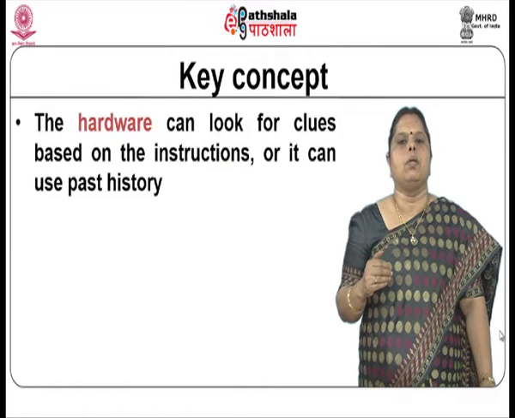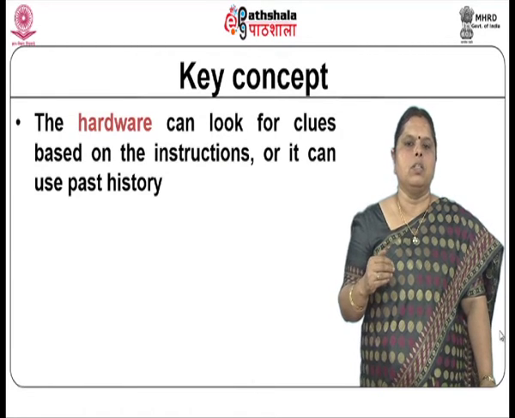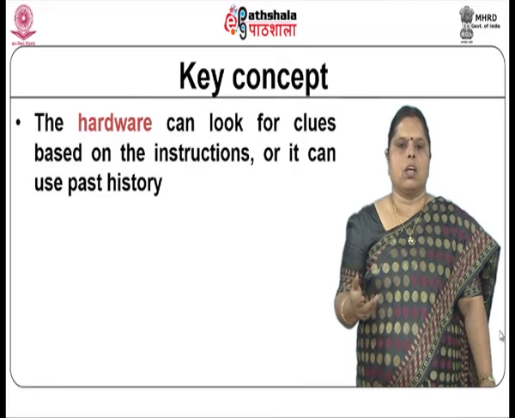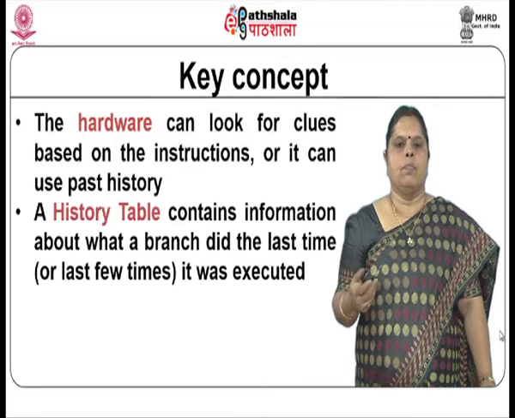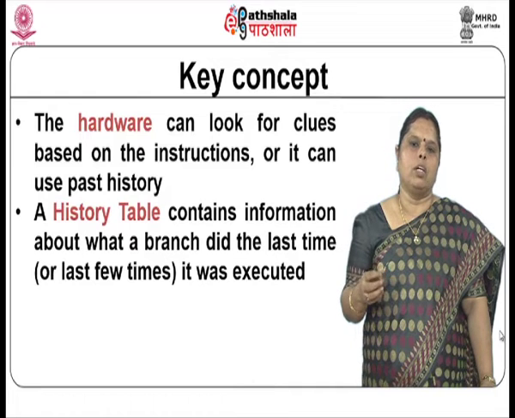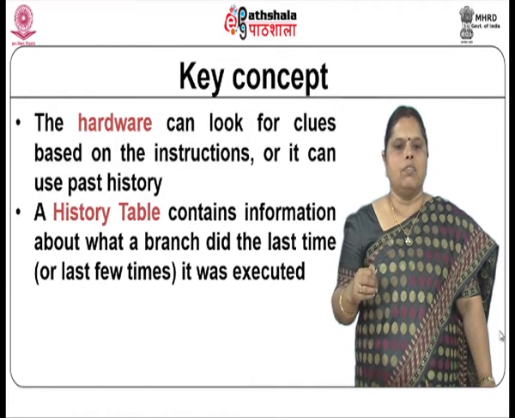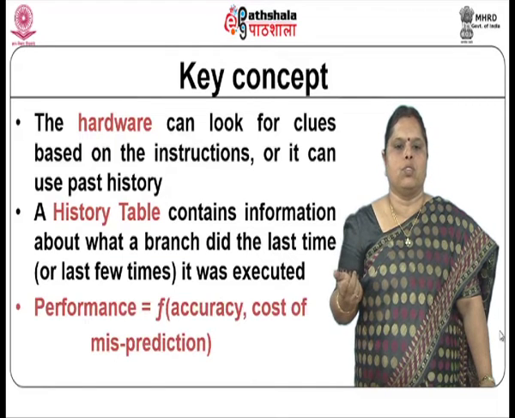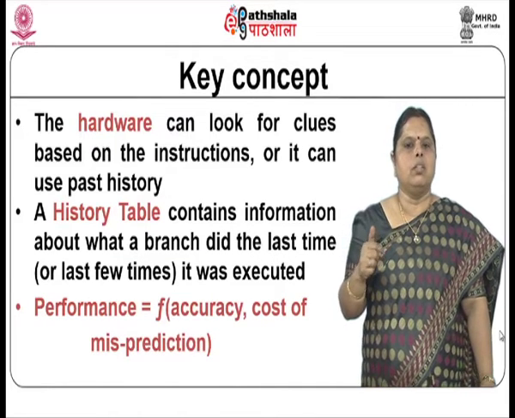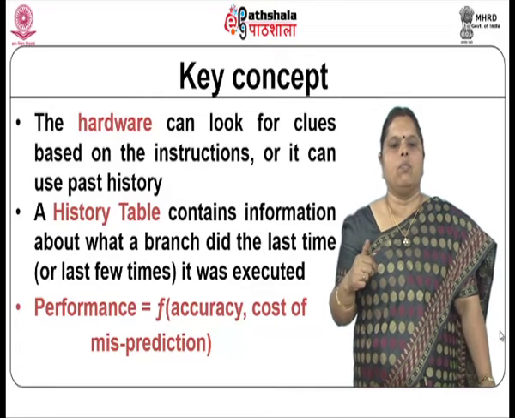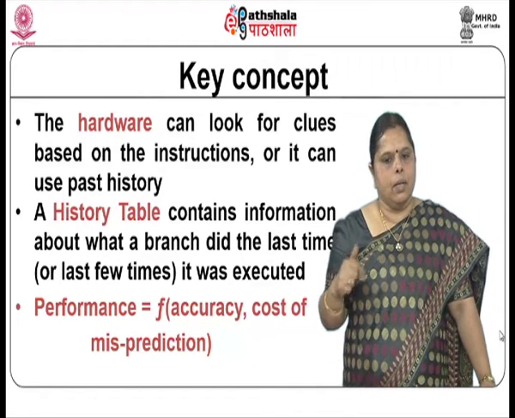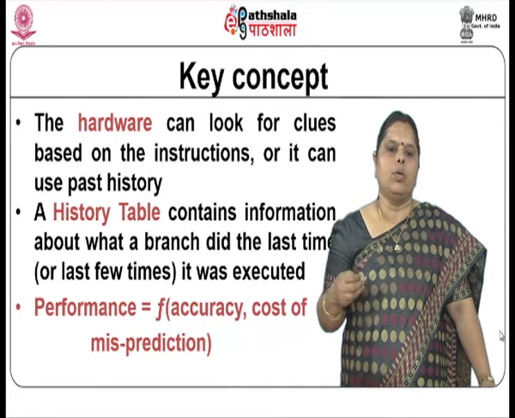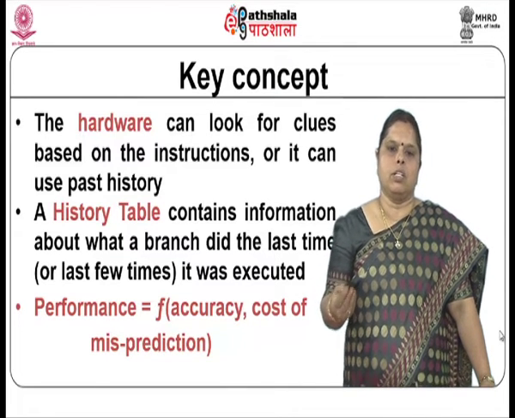So, the key concept behind dynamic branch prediction is you make use of hardware which looks for clues based on the instructions, or it can use past history. So, you maintain a history table or a branch prediction buffer which contains information about what a branch did the last time or the last few times it was executed. The performance of the dynamic branch predictor obviously depends upon the accuracy of your prediction and the cost of misprediction. That is the penalty that you will have to pay if there is a misprediction.